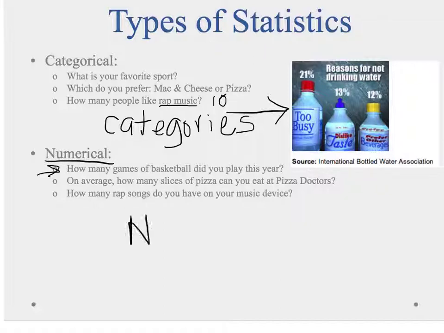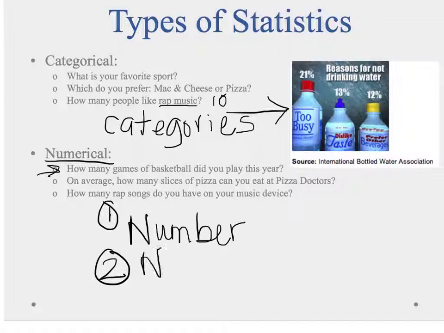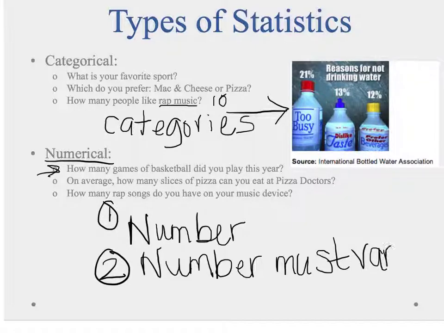So numerical, one of the things we need to have about it is it has to have a number answer, and that number has to vary. Okay, so when you ask people how many different songs they have on there, how many rap songs they have on there, one person might tell you 10, one person might tell you 20. That number varies.